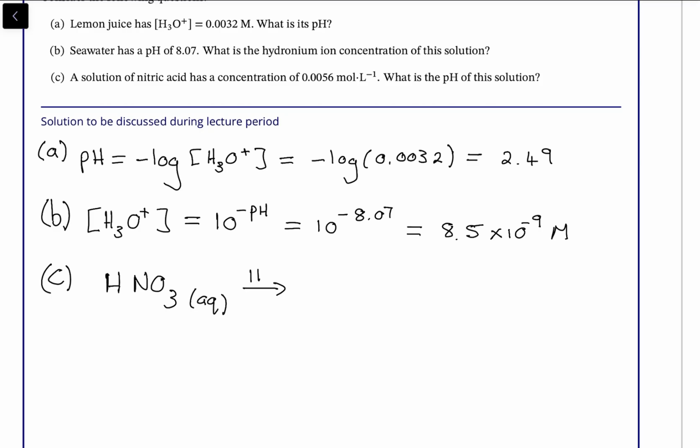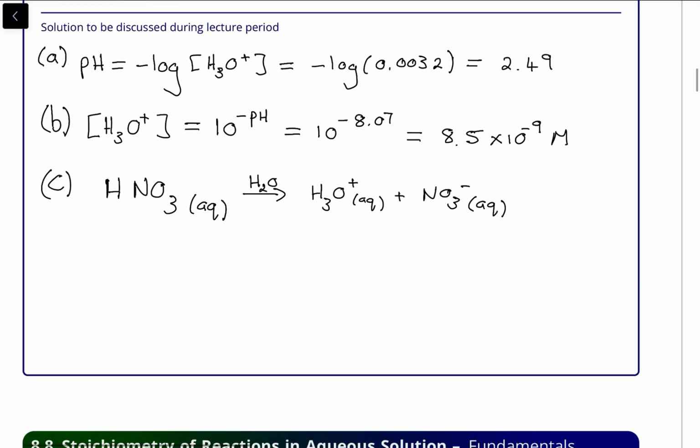So that will fully ionize with water, and that would then form hydronium aqueous plus NO3 minus aqueous. All right. And notice, or important note here, like I said, it's a strong acid, so we get 100% or fully ionized.